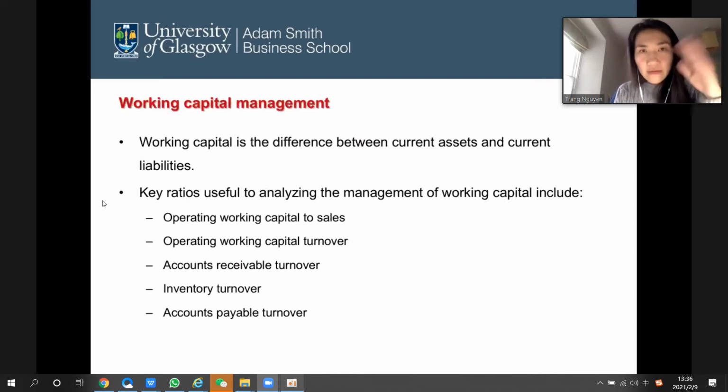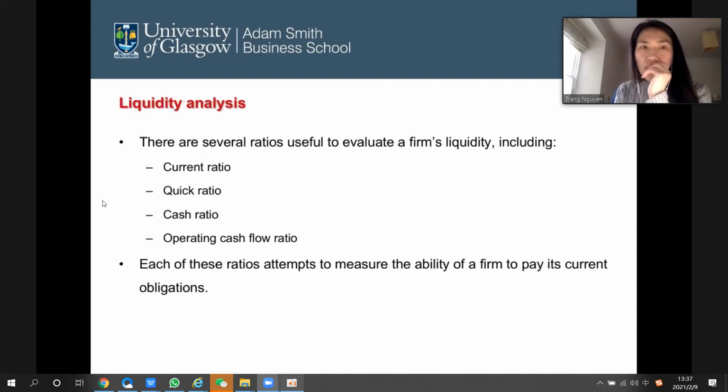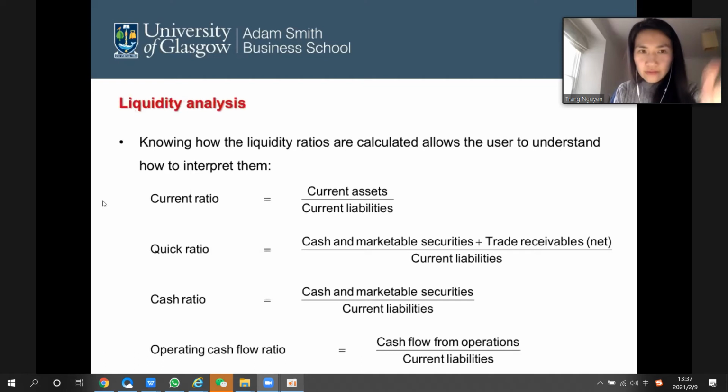First, please have a look at the slides or materials I posted on Moodle. We analyze assets turnover by looking first at working capital, which is driven by operating working capital to sales, accounts receivable, inventory turnover, or accounts payable turnover. So at this stage, we start to look into working capital activities, right? We also have financial leverage analysis, liquidity analysis and solvency analysis. Please have a look at the slides. If you have any questions, please feel free to ask me in the next workshop, on how we analyze each. And when we analyze liquidity, we have lots of ratios, right?